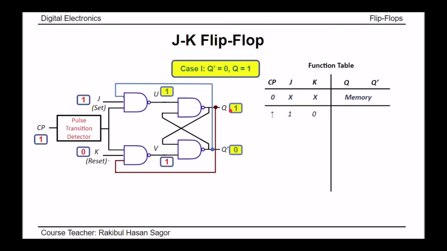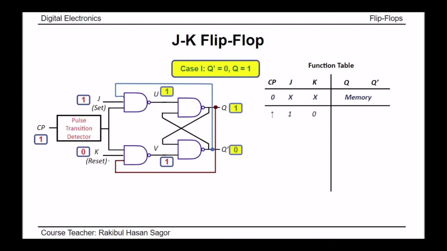So for case 1, when we have q equal to 1 and q prime equal to 0, the next output will also be q equal to 1, q prime will be 0. I am not writing the value here because we'll see the other case. Then we'll finalize what should be put here.